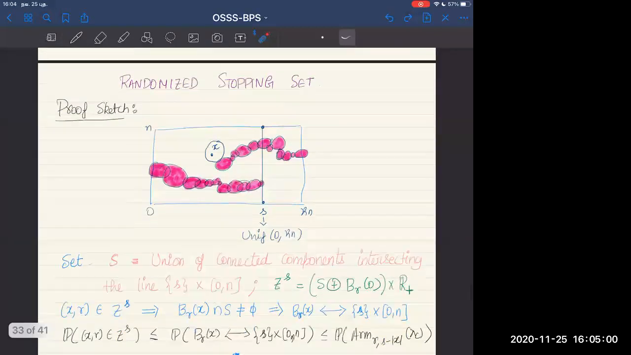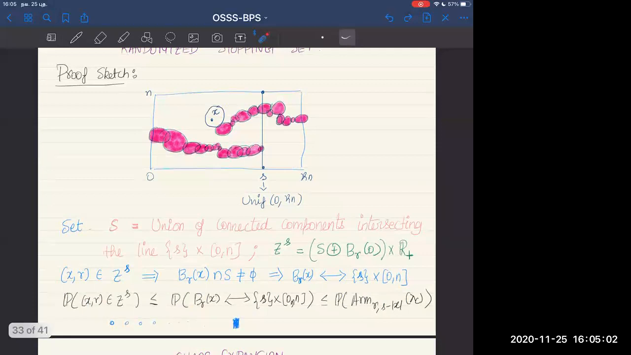Okay, here is the randomized stopping set. I'll be more sketchy here. This is a crossing. Now let me explain. We pick S uniformly at random. You pick a line. I want to know, is there a crossing? I pick a line uniformly at random first in 0 to kappa n and look at the union of connected components that intersect the line. So I look at this union, and then again blow it up by BR.